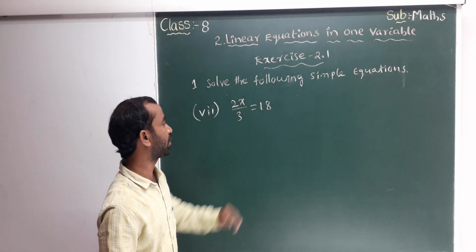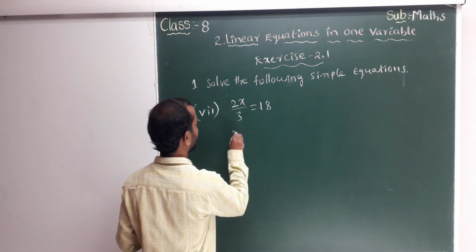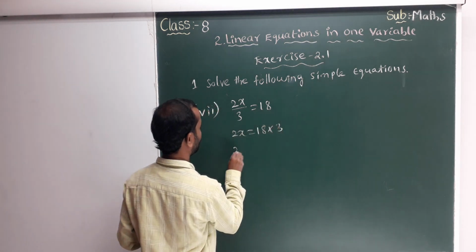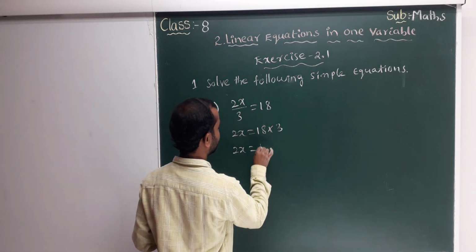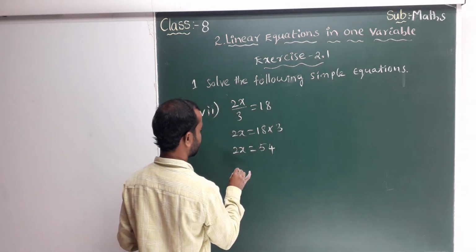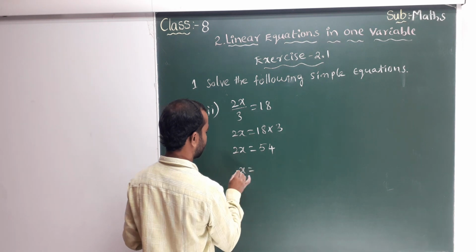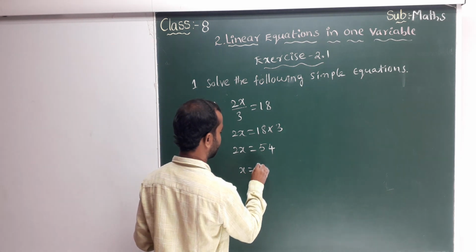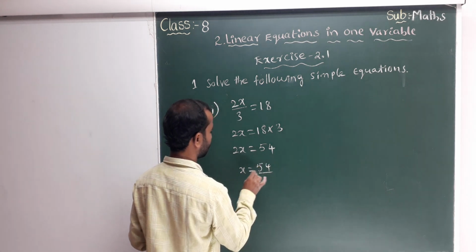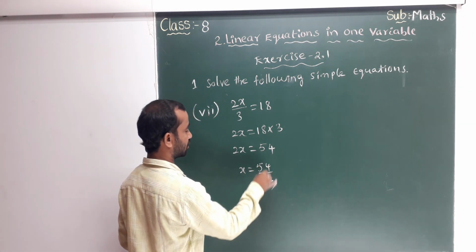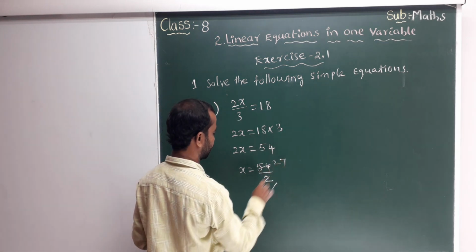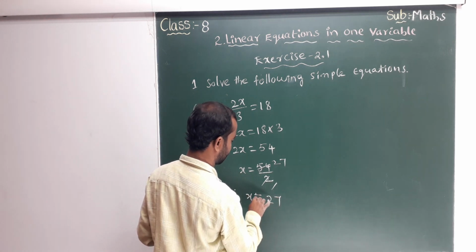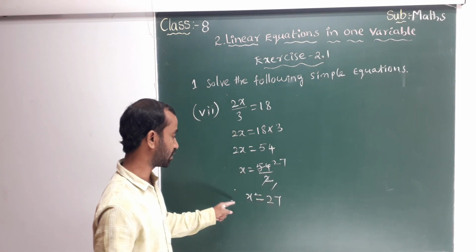The value becomes multiply. So 2x equal to 18 into 3. So 2x equal to 18 times 3 is 54. Next, x equal to... here 2 is the multiplication. Transpose to right side, that is division. So 54 by 2. 2 ones, 2 twos, 2 sevens. Therefore x equal to 27. The solution of the given equation is 27.